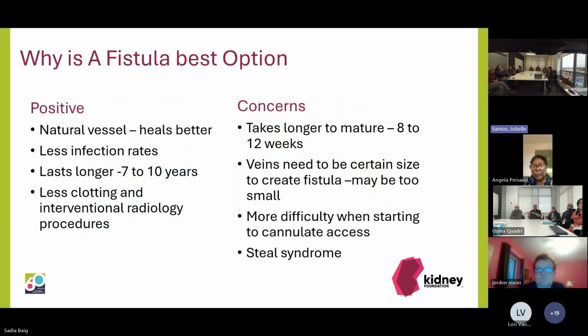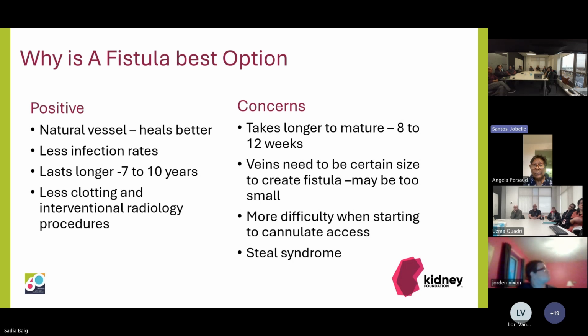So why would we choose a fistula over a graft? Fistulas do have a lot of positive points about them because they're a natural vessel. And as a natural vessel, when you do cannulate into them, when you pull the needle out, it has natural healing. So it actually heals around that area, and the vessel can heal itself. They also have fewer infections than grafts. And also we're not talking about our central lines, but they have a lot fewer infections than central lines.